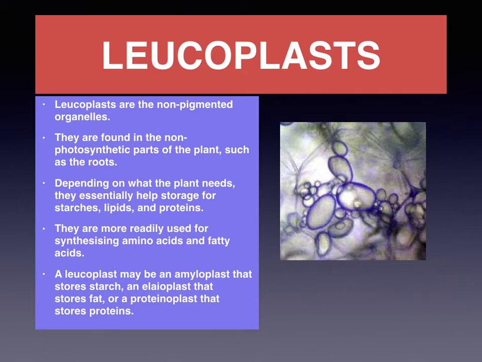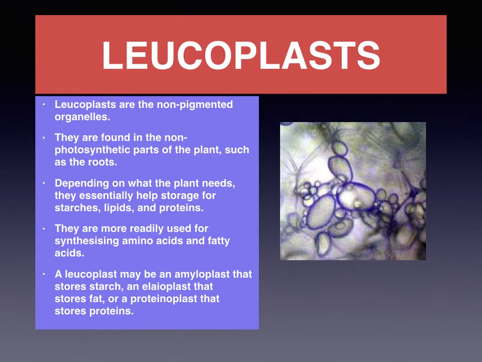Okay, so the last plastid that we are going to be talking about is the leucoplast. So let us understand what a leucoplast is. It is a non-pigmented organelle. That means it will not carry any color inside it. It is usually associated with white color or being colorless.